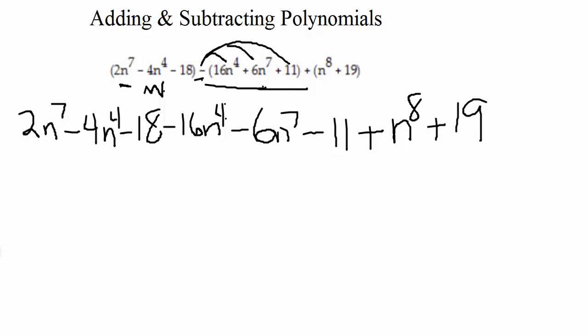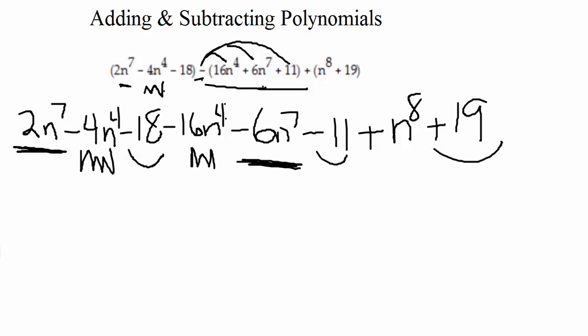Now that we've taken care of our distributive property, we can combine our like terms. This is what I always call the matching game. Just match up the terms that we have in common. We have n to the 7th that would match with n to the 7th. We have n to the 4th that would match up with n to the 4th. We also have a few numbers here that can be combined. A number is a like term with a number.